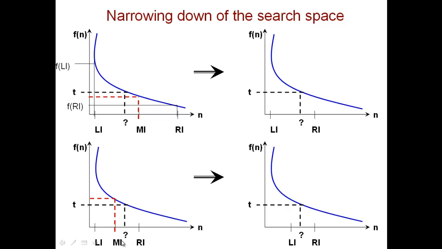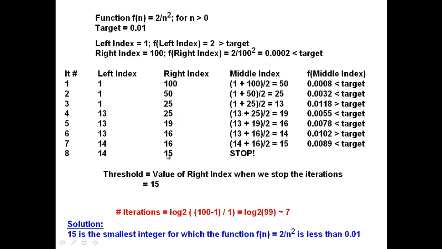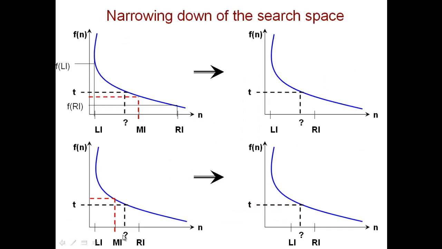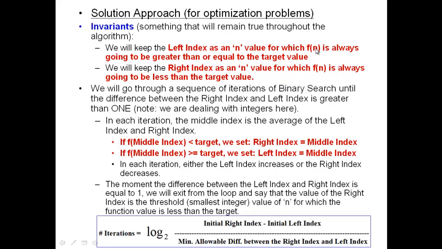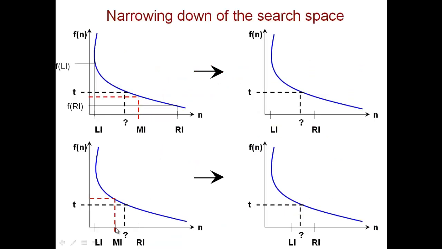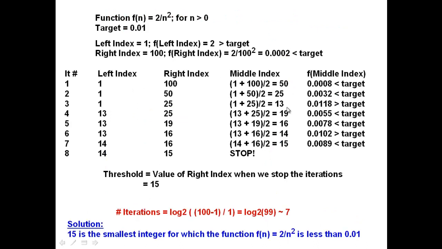Now how you move the left index, that is something we have to decide. The left index has to be moved to the right, so we set the left index to be the middle index, because you see here the function value is always going to be greater than or equal to the target. So we can make it equal to the middle index. Okay, so the left index is set to be this middle index 13. And we go further down. So we have reduced from 1 to 25 now to 13 to 25. So you see the search space keeps on reducing, and ultimately you'll be finding it.